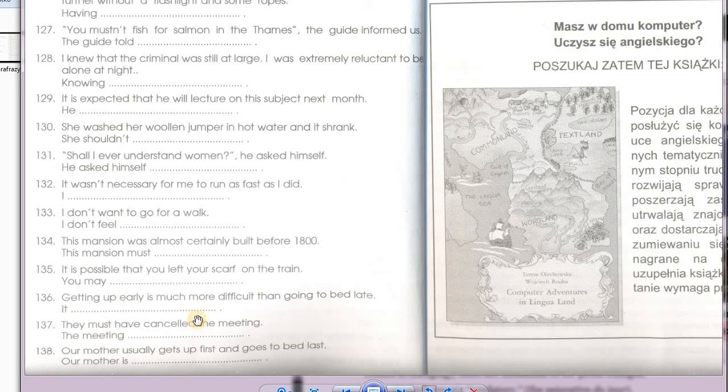Getting up early is much more difficult than going to bed late. It is much more difficult to get up early than go to bed late. Okay, example 137. They must have cancelled the meeting. Okay, we need to use the must verb and also a passive form. So we are going to have a sentence with a passive form and a must verb. So the meeting must have been cancelled.